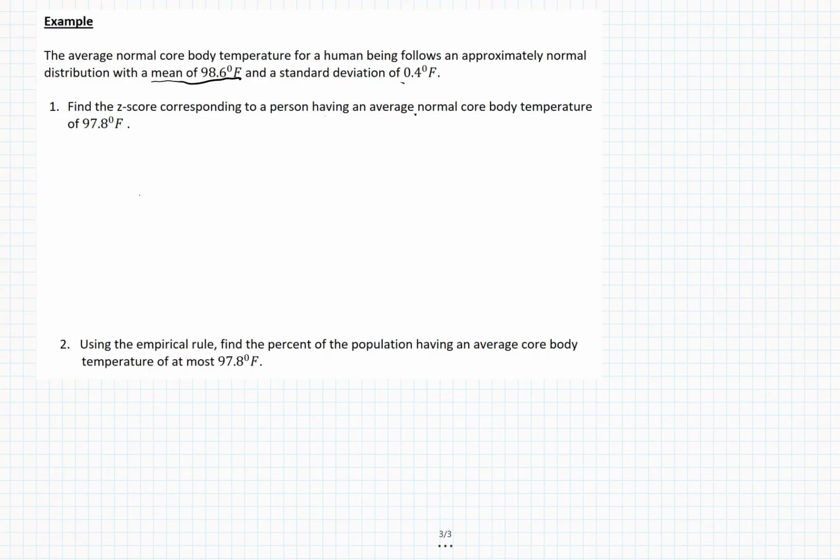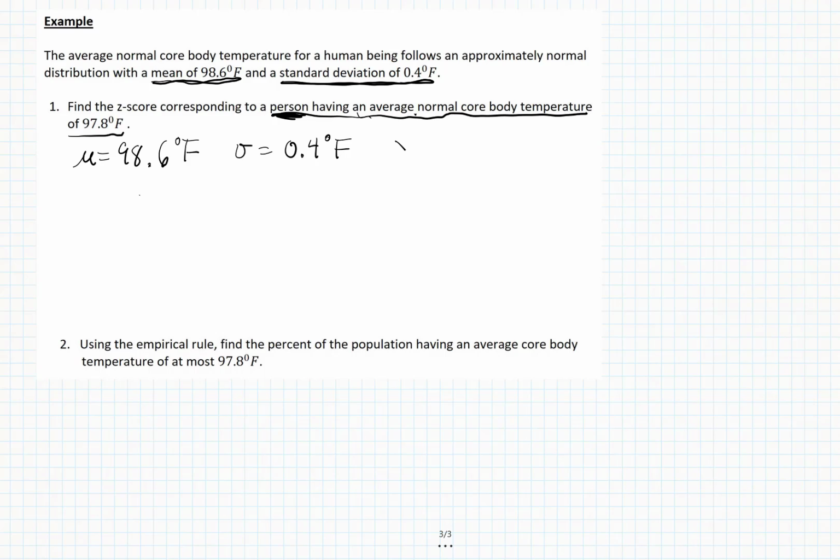Keeping that in mind, we can find some of the values pretty easily, and the mean stares us right in the face here. If you look right in that position, this gives us mu equals 98.6 degrees Fahrenheit. And in a similar manner, we have the standard deviation right next to it. So standard deviation sigma, that's 0.4 degrees Fahrenheit. So now all we need to do is find x, and we can get our z-score. So x is actually equal to 97.8 degrees Fahrenheit, and you can see that because we're talking about a person having an average normal core body temperature of 97.8 degrees Fahrenheit.